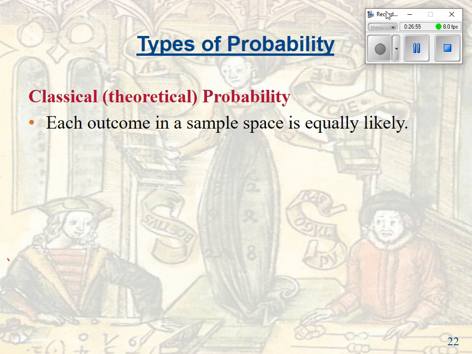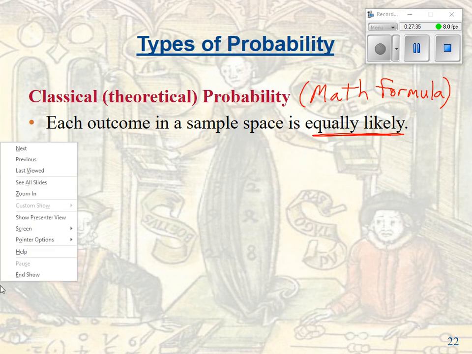Classical probability is, again, 3 different types of probability. With this one, it's theoretical, you might write. This is the one that uses a math formula. Classical is just what you would normally do if you're in a math class. At some point, you dealt with probability in the past, and the teacher said, okay, what's the probability of rolling a 2 on a die? And you said, there's 1 2, so 1 out of 6. That's classical probability. Each outcome in the sample space is equally likely. All that means is that they all have the same chance of occurring.